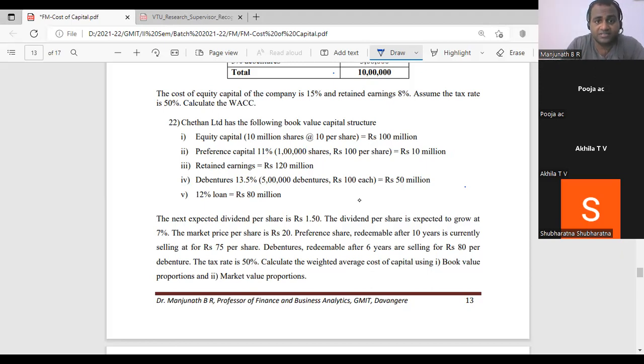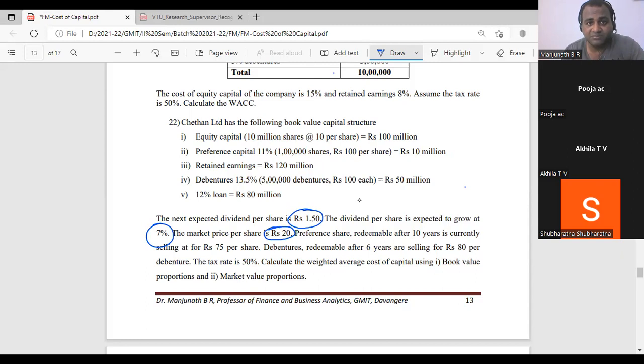Debentures 13.5 percent, that is for 50 million, and 12% loan. Also, they have talked about the next expected dividend per share, which is 1.5. The dividend per share is expected to grow at 7%. The market price per share is 20. This is all about the equity related information.